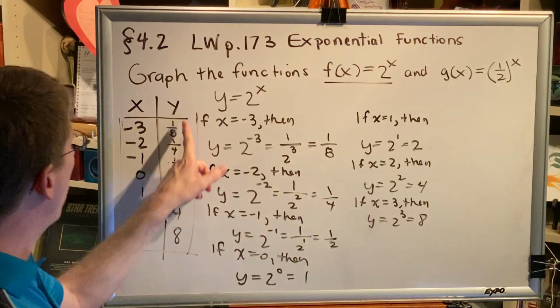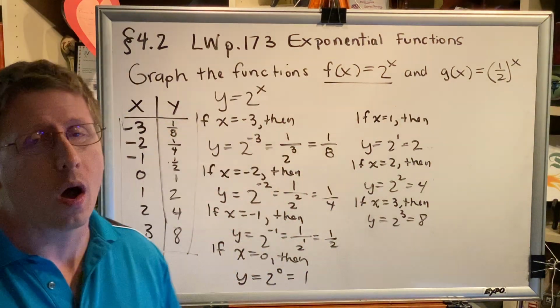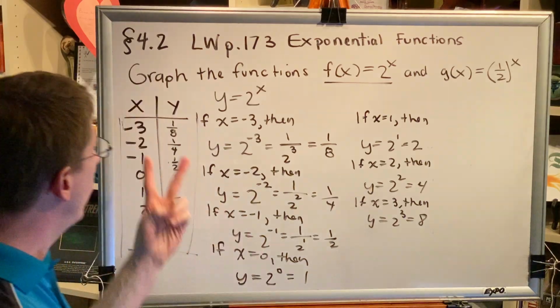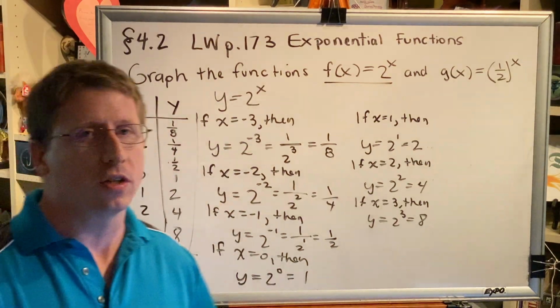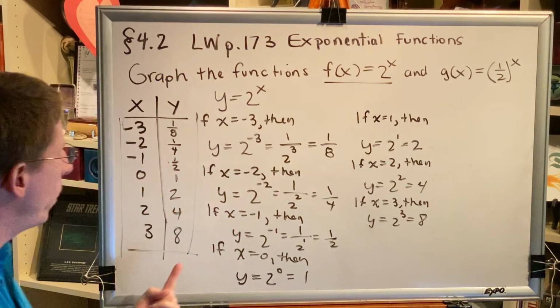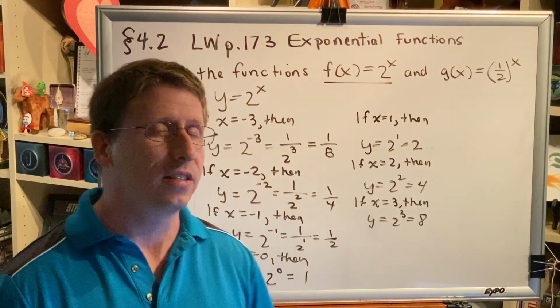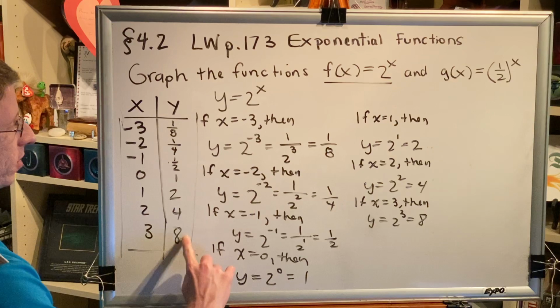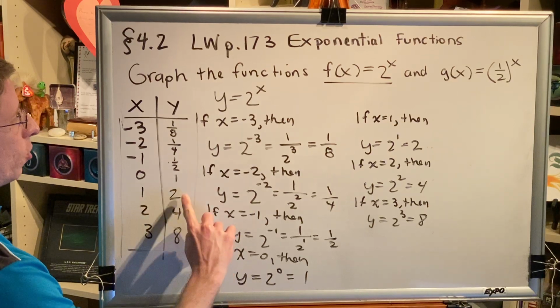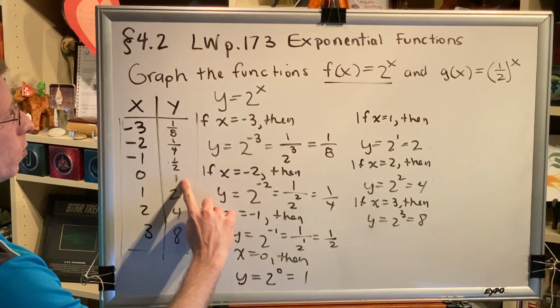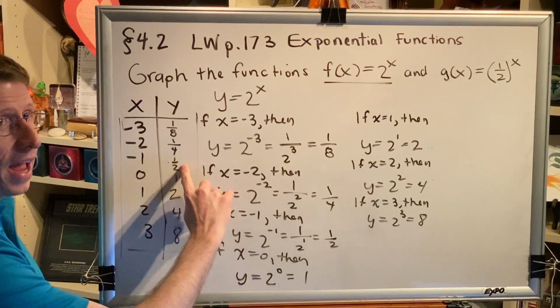One of the properties of exponential functions is that for a 1 unit increase in x, there is a multiplying or a dividing of y. In this case, as we move down the table, we notice the pattern, which is multiplying by 2. But if we go up the table, the pattern changes to dividing by 2. Let's take a look at that. 8 divided by 2 is 4. 4 divided by 2 is 2. 2 divided by 2 is 1. 1 divided by 2 is 1/2.